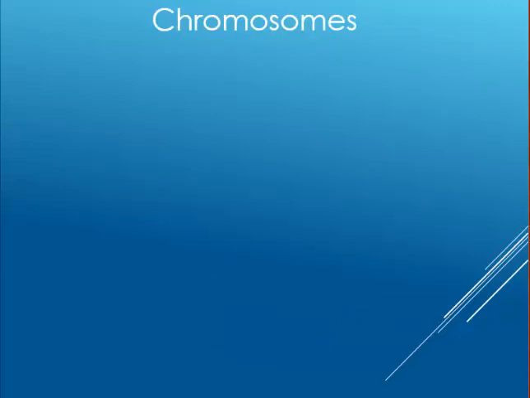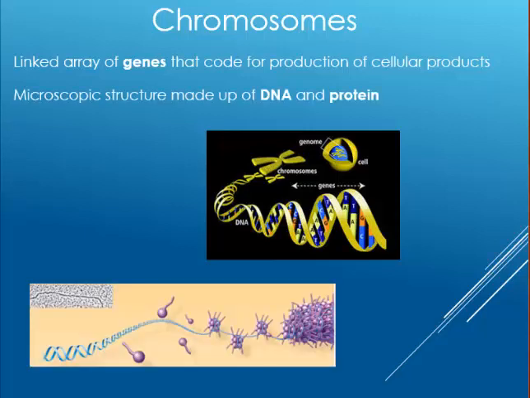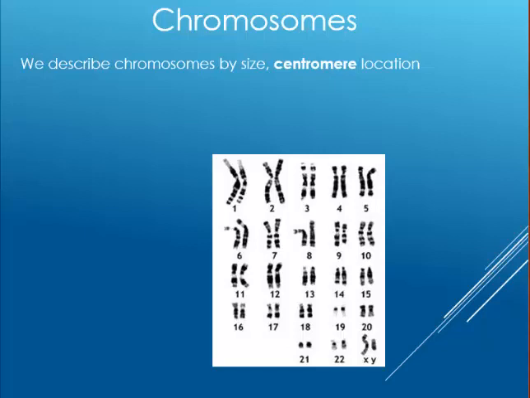To better understand mitosis and meiosis, we need to know a little bit about chromosomes. Chromosomes can be viewed in a couple of ways. First, they can be viewed as a linked array of genes that code for the production of certain types of cellular products. But they can also be viewed as microscopic structures that are made up of DNA, a nucleic acid, and protein. Chromosomes are typically described by a combination of their size and their centromere location. The centromere is a little pinched part of the chromosome structure that will be used as an attachment site during mitosis and meiosis with microtubules or spindle fibers.